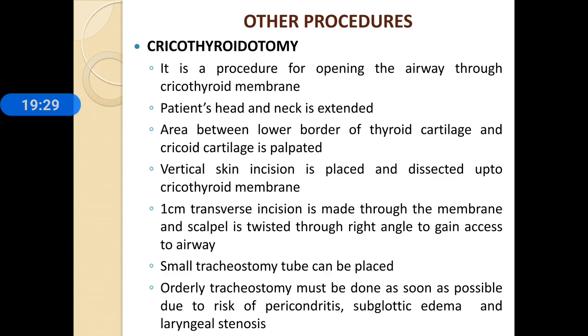A vertical skin incision is placed and dissected up to the cricothyroid membrane. A 1 cm transverse incision is made through the membrane and the scalpel is twisted through a right angle to gain access to the airway. A small tracheostomy tube can be placed, and later on a proper tracheostomy has to be done, as this is always associated with the risk of perichondritis, subglottic edema and laryngeal stenosis. So it's ideally used as an emergency procedure when you are unable to do an endotracheal intubation or arrange for a tracheostomy.